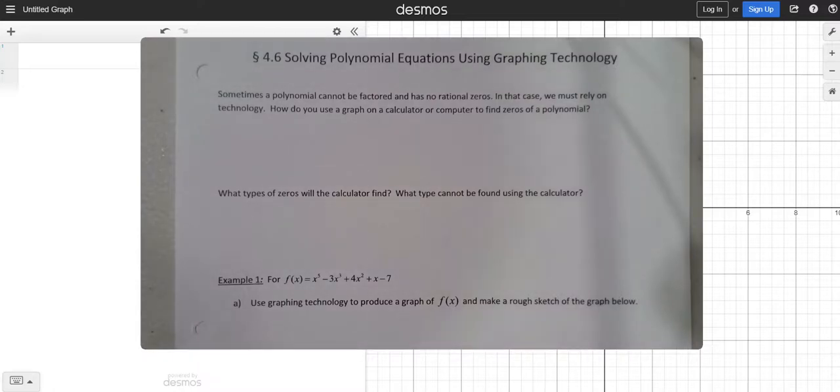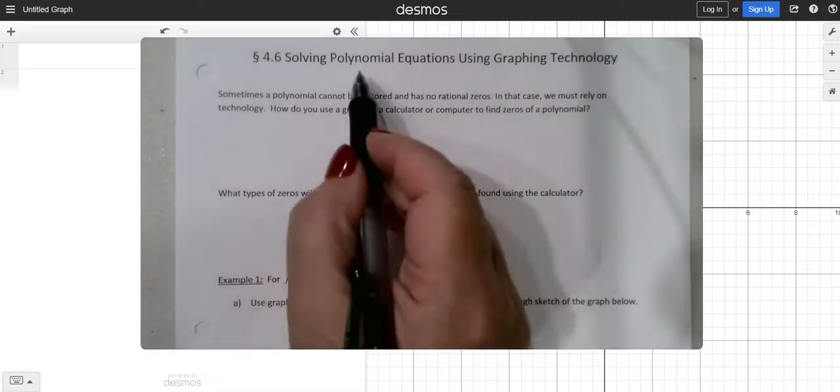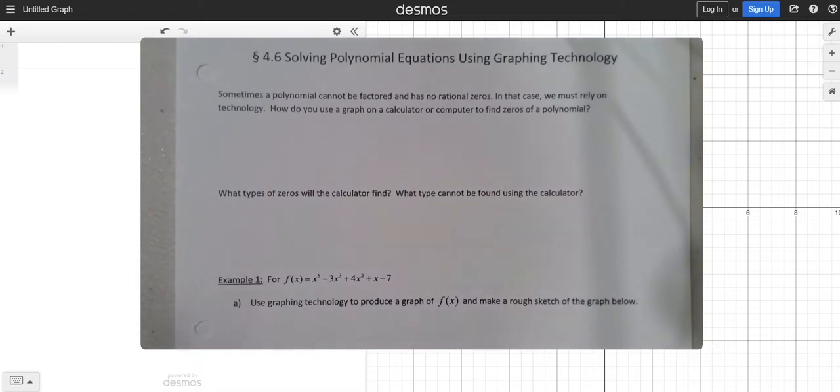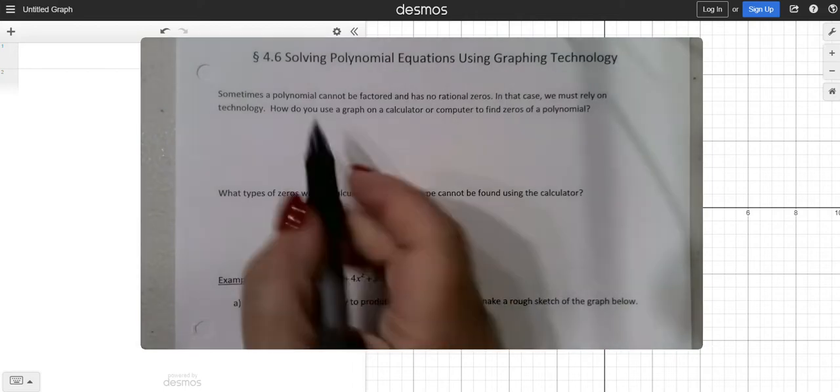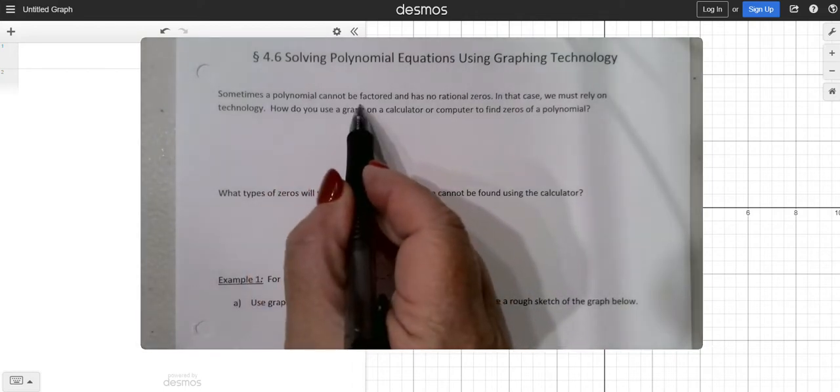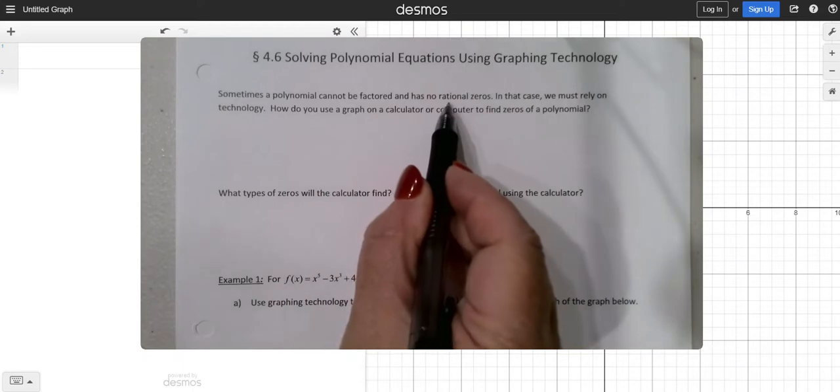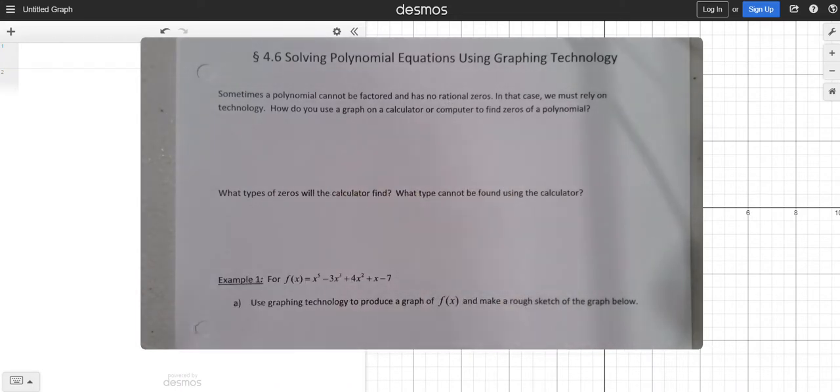In section 4.6, we're going to talk about solving our higher order polynomial equations again. This time, though, we're going to be using graphing technology to do so. We know that sometimes, no matter what we do, we just can't factor our polynomial. And sometimes, even though we might try the rational zeros theorem, it's possible that there simply are no rational zeros, in which case we really don't have a good way or any way to solve our higher order equation by hand. So in that case, we're going to have to rely on technology.